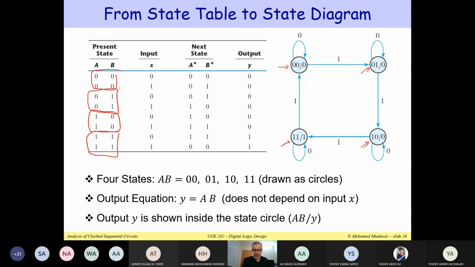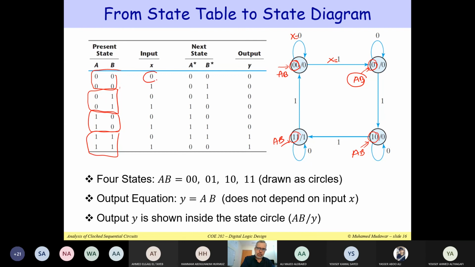So this is AB. What is shown inside the state here is AB. This is the present state. Okay, this is AB, this is AB, right? So we have 4 states. The arcs indicate the input X. So this is X here. This is X equal to 0. This is X equal to 1.